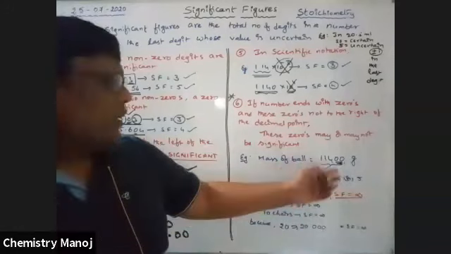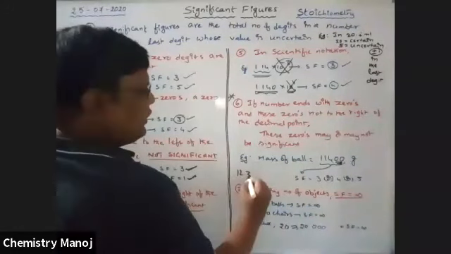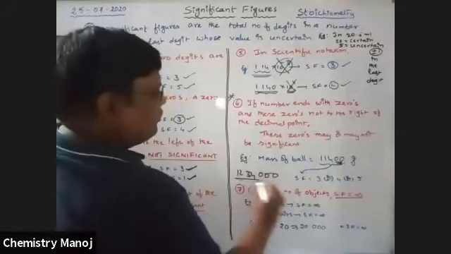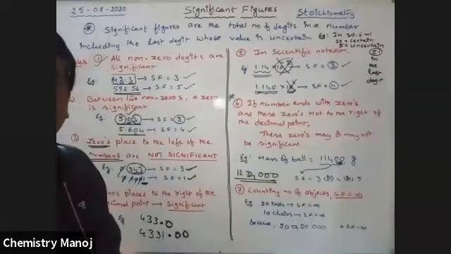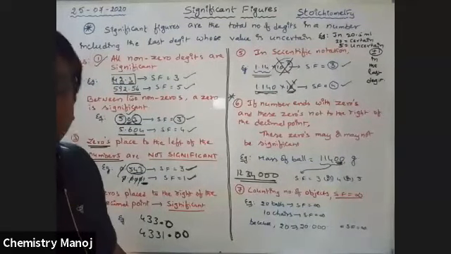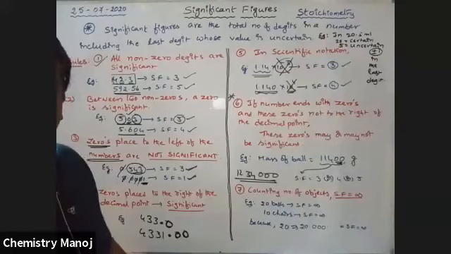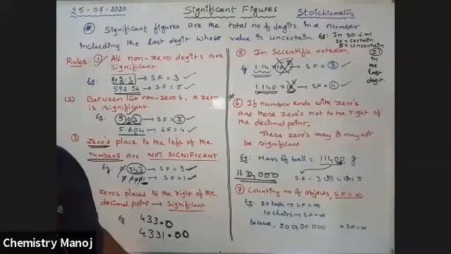Okay, so for this, see here, 1, 2, 3, 4, 0, 0, 0. Now tell me the number of significant figures for this number.